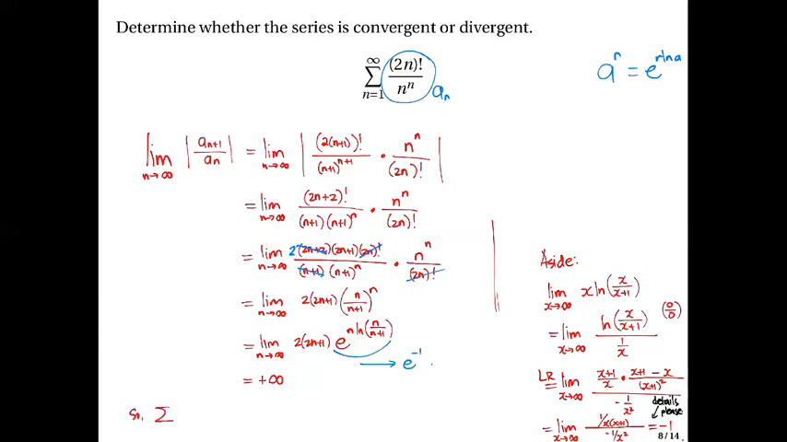So the series of (2n) factorial divided by n to the n, from 1 up to plus infinity, is divergent by the ratio test.